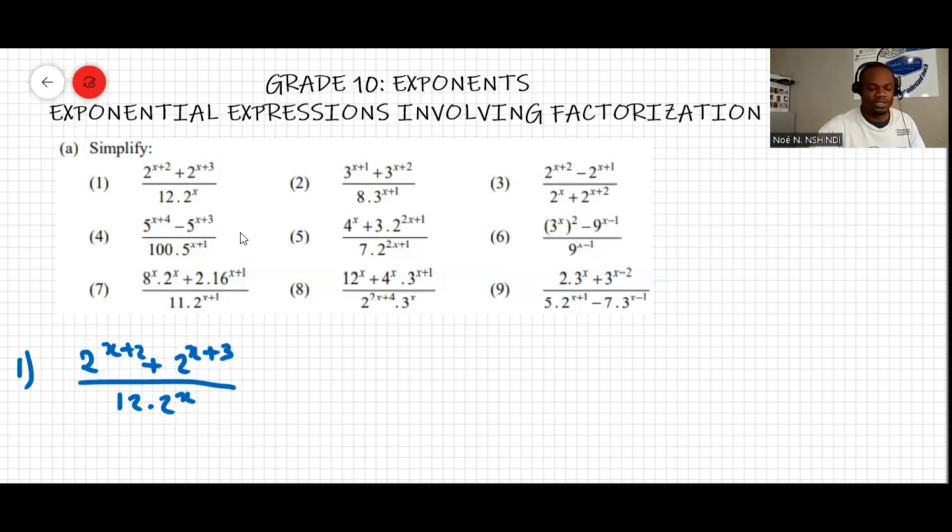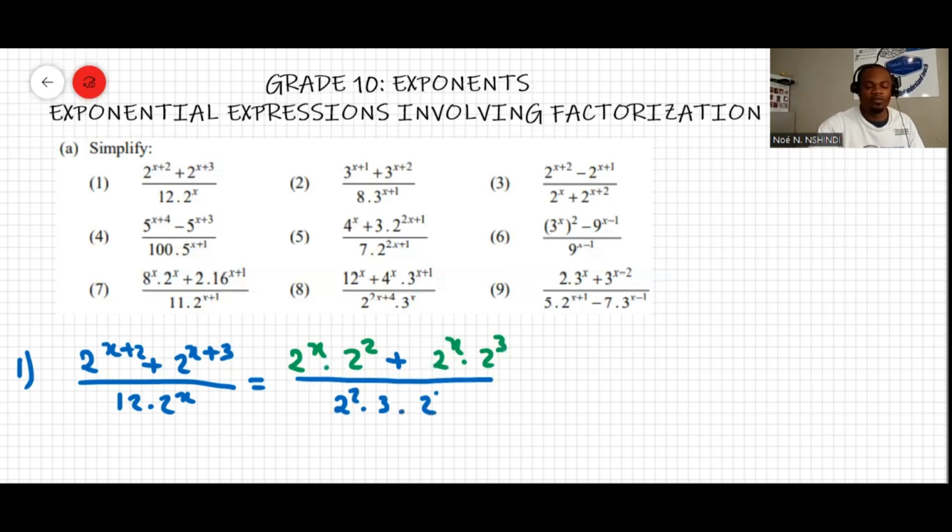Now, please note that we cannot simplify the 2 to the x in the numerator with the 2 to the x in the denominator yet. But we can break 2 to the x plus 2 into 2 to the x times 2 squared. And also 2 to the x plus 3 as 2 to the x times 2 to the 3. I'll prove it to you now why I'm saying that. And then 12, I prefer to write in terms of its prime factors. It's going to be 2 squared times 3 times 2 to the power of x.